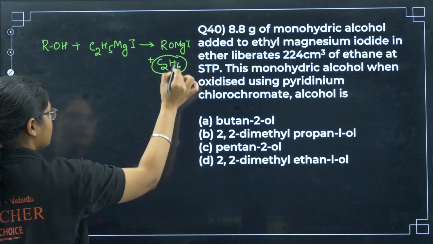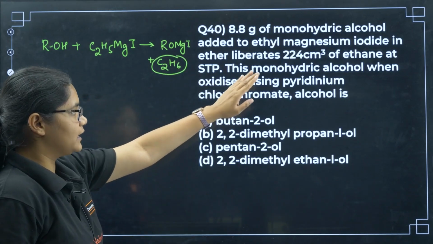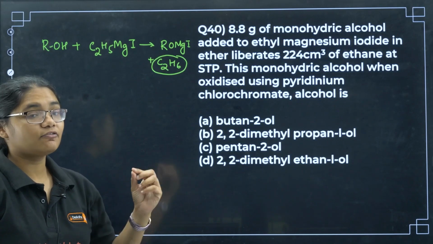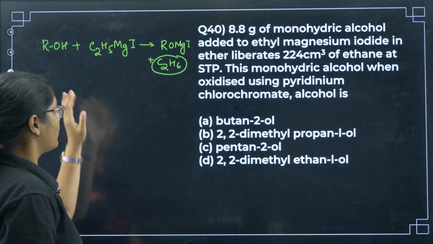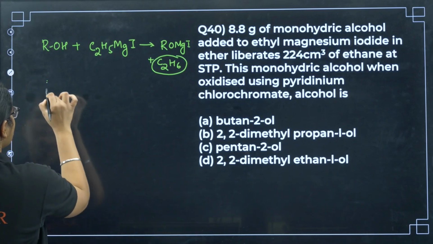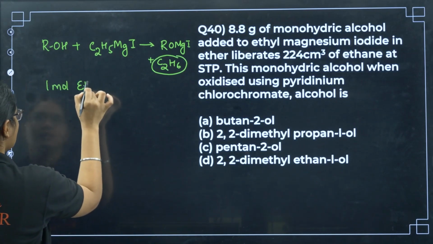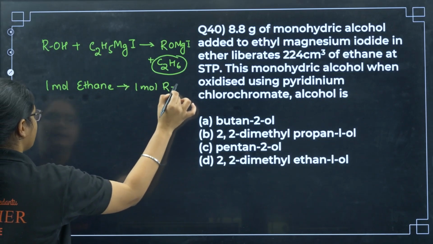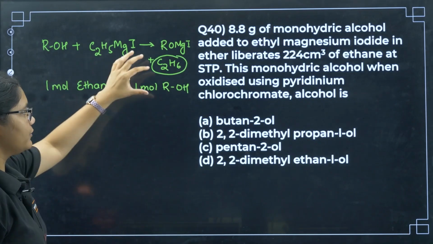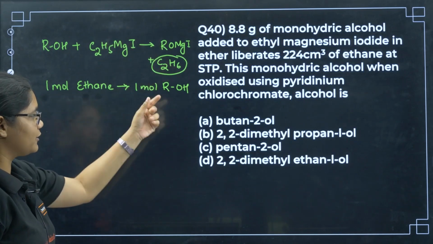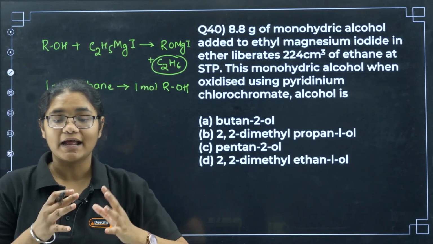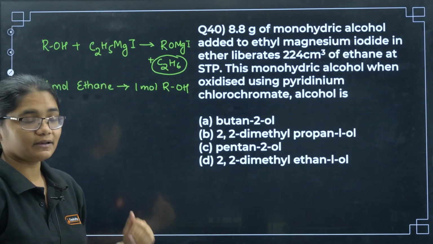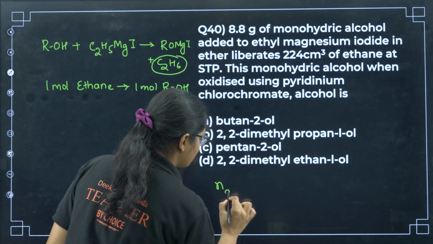Now they have given you that 2.24 centimeter cube of ethane is produced at STP. That means, can we get the number of moles of ethane? Why am I asking that? According to this reaction, I can say that 1 mole of ethane is produced by 1 mole of monohydric alcohol. Right? So if I can calculate the number of moles of ethane, I can also calculate the number of moles of alcohol. So that is why I have to calculate the number of moles of ethane. Now when volume is given, what is the formula to calculate the number of moles of ethane?